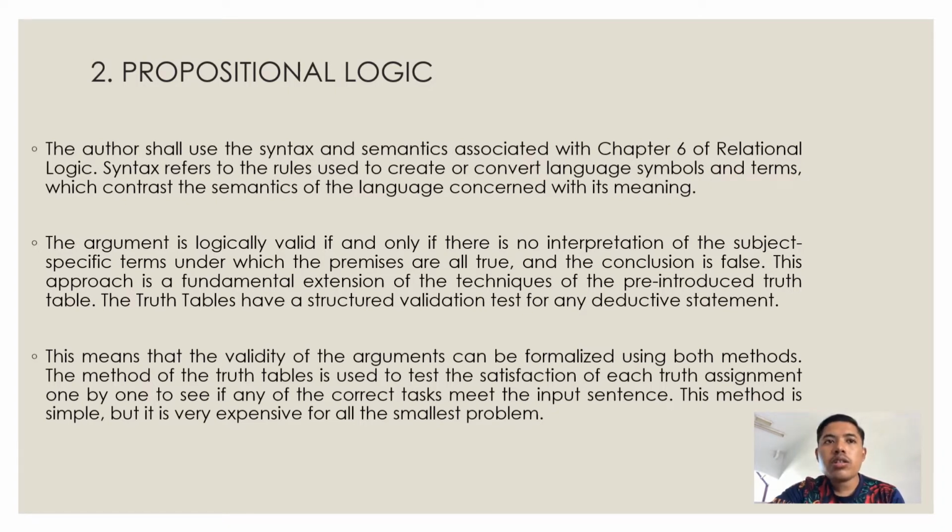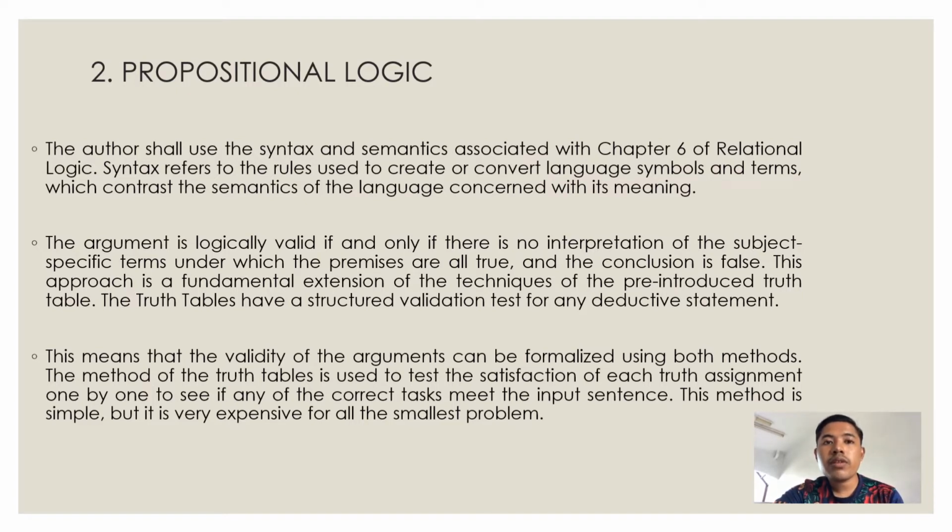An argument is logically valid if and only if there is no interpretation of the subject-specific terms under which the premises are all true and the conclusion is false. This approach is a fundamental extension of the techniques of the previously introduced truth table. Truth tables provide a structured validation test for any deductive statement. This means that the validity of arguments can be formalized using both methods.